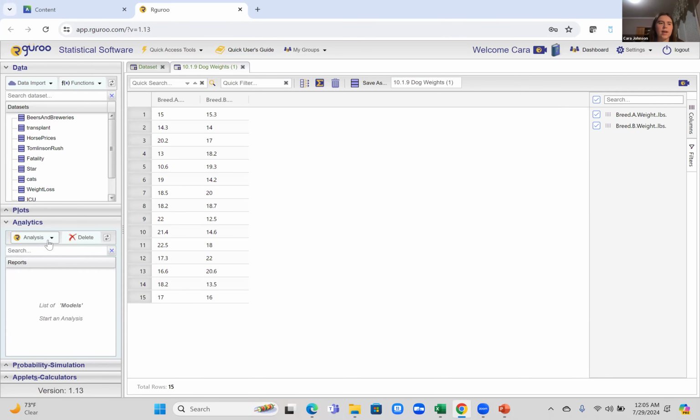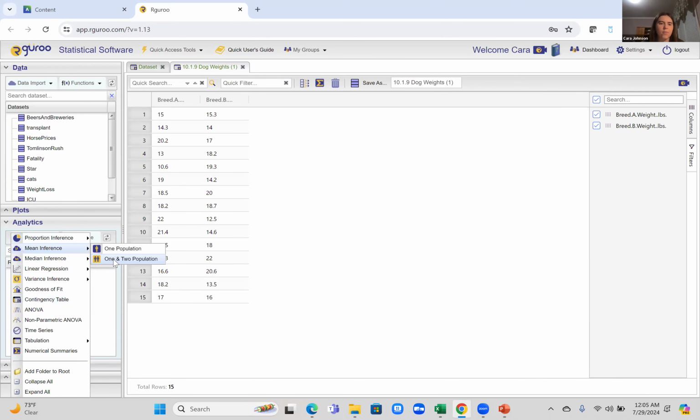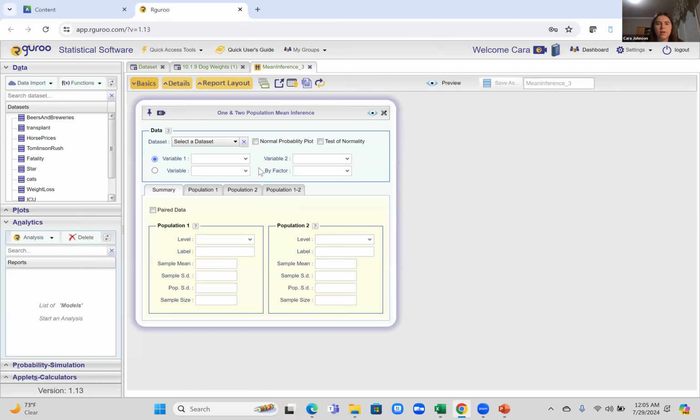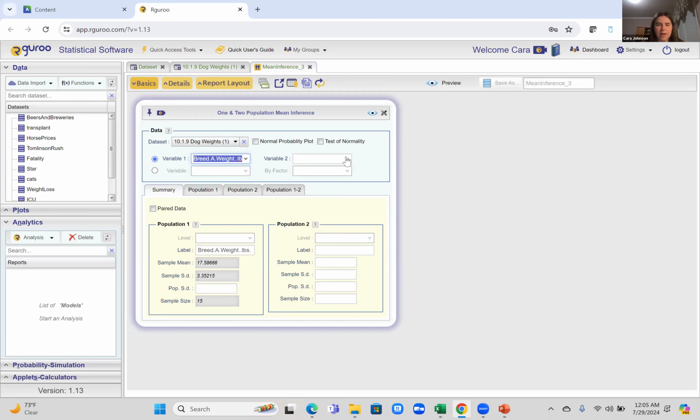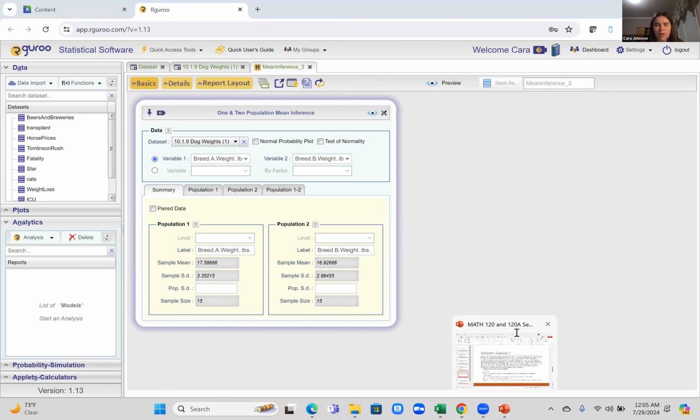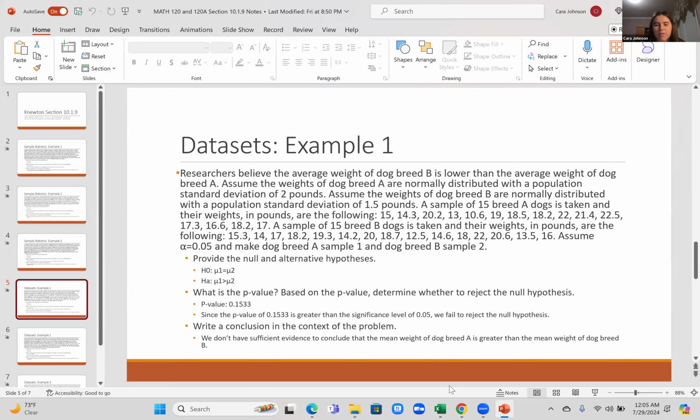So I'm going to go to analysis, mean inference, 1 and 2 population, select my data set, and then select my variables, which is breed A and breed B. So now notice it populates everything down here for you. You just need to enter in your population standard deviations, which were 2 and 1.5.